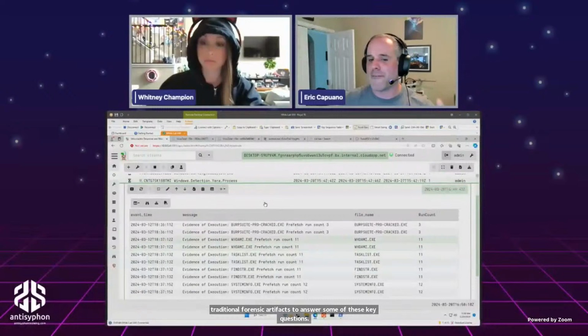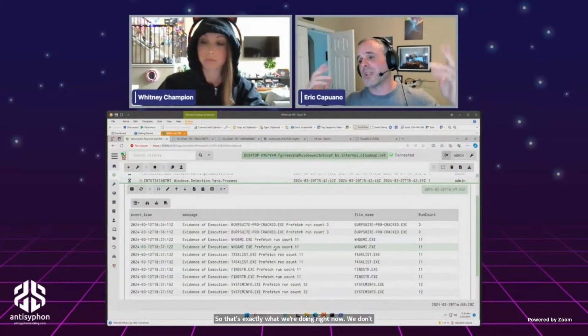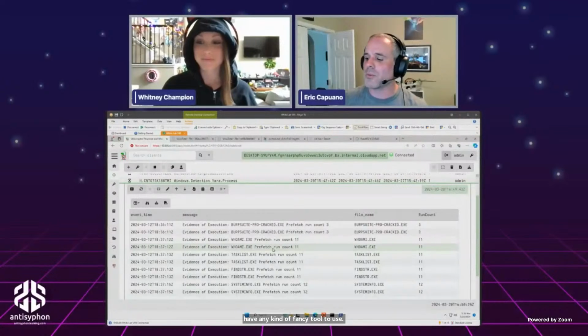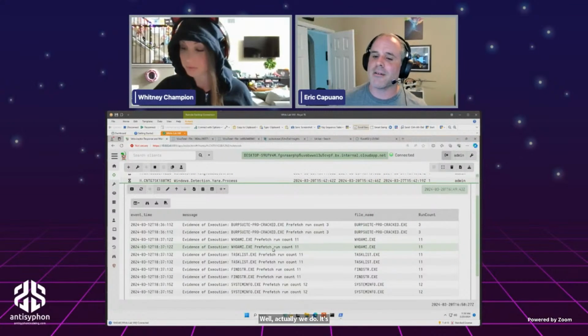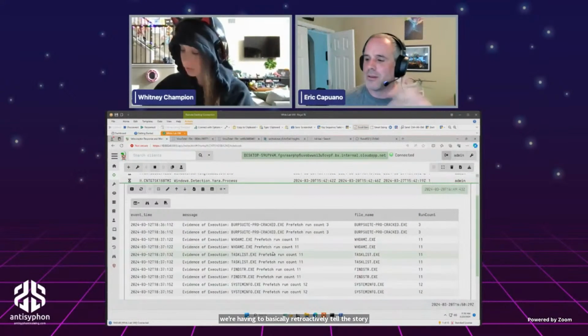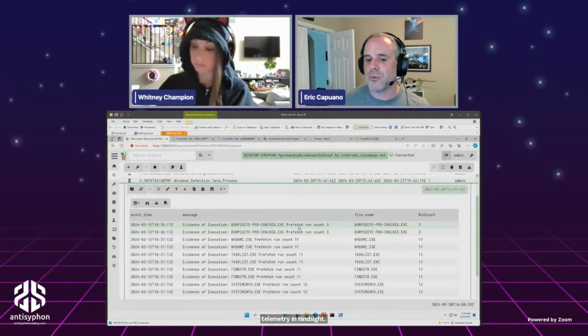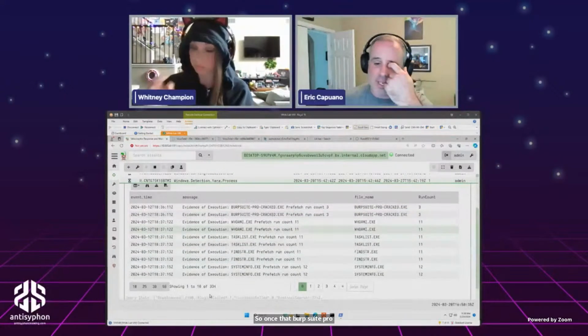We don't have any kind of fancy tool to use. Well, actually we do, it's Velociraptor, right? But we're having to basically retroactively tell the story of what happened here because we don't have that telemetry in hindsight. So once that Burp Suite Pro execution runs, we see lots of things happening on the system.